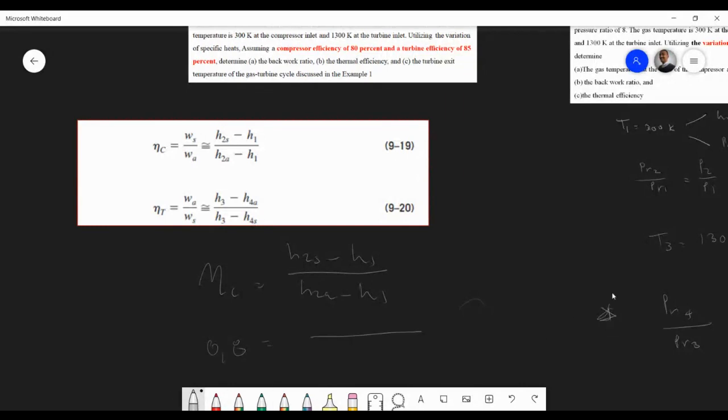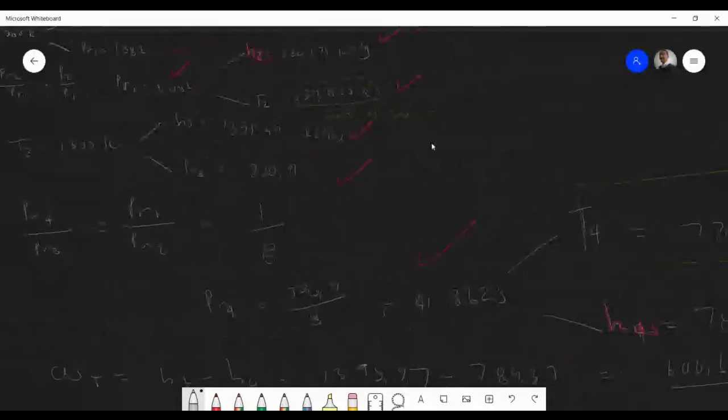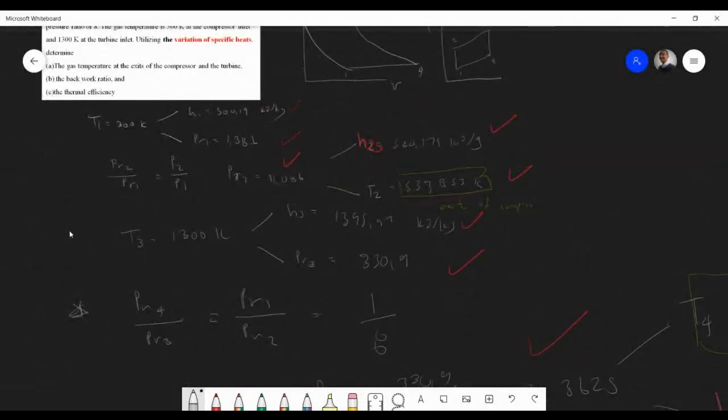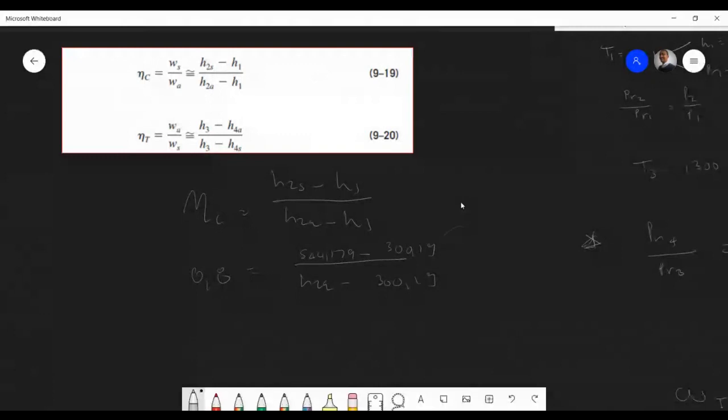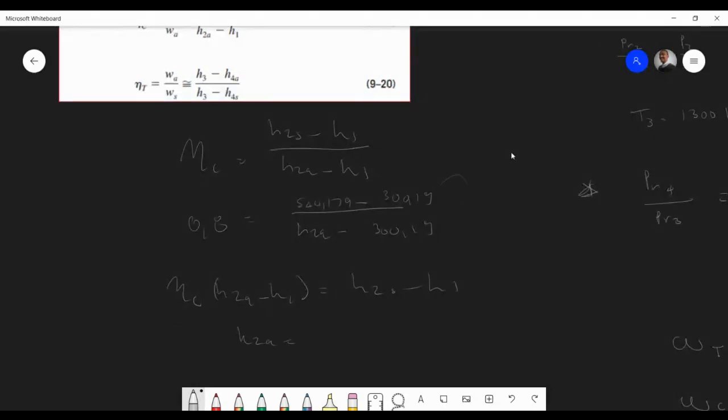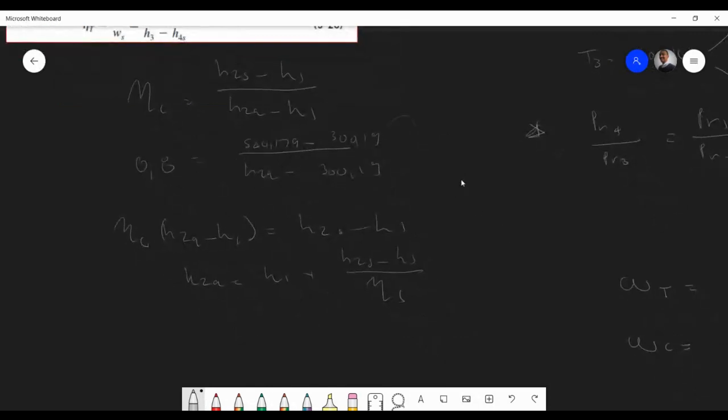We obviously have H2S, which was found using the tables. That's your isentropic value, and that value was 544.179. Just let me know if I'm correct there. H1 was 300.19. We have H2A, and we have to solve for this. What you could have done is neatly sort this out: H2A minus H1 equals H2S minus H1 divided by the compressor efficiency. Then basically H2A will be H1 plus H2S minus H1, divided by your compressor efficiency. That is just mathematically sorting this out to solve for H2A.